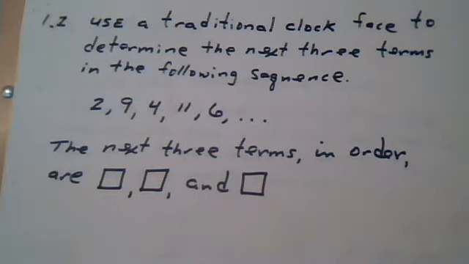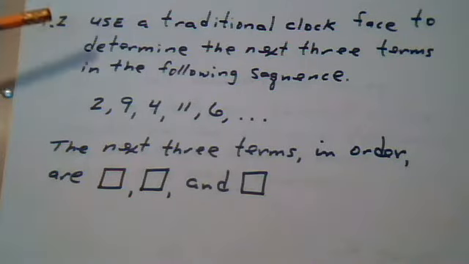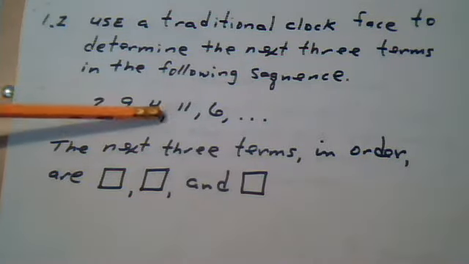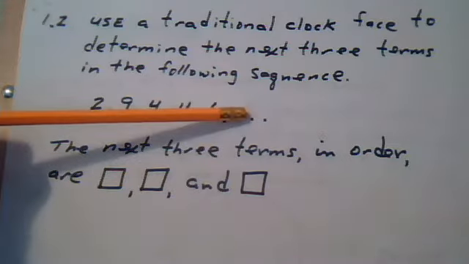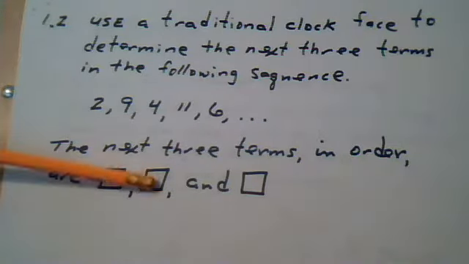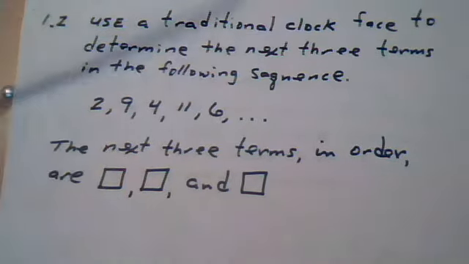Use a traditional clock face to determine the next three terms in the following sequence. So these are the 1, 2, 3, 4, 5 — the first 5 terms in the sequence. They want the next 3. What would they have to be? Keep in mind that these numbers come from a clock, so you can't go beyond 12.